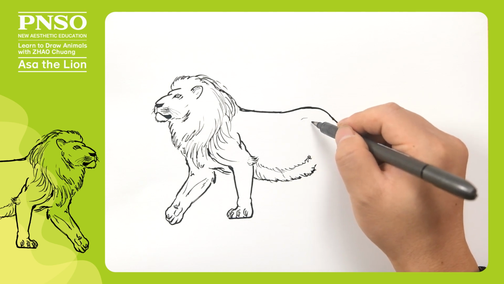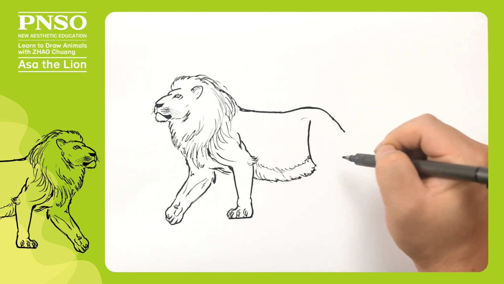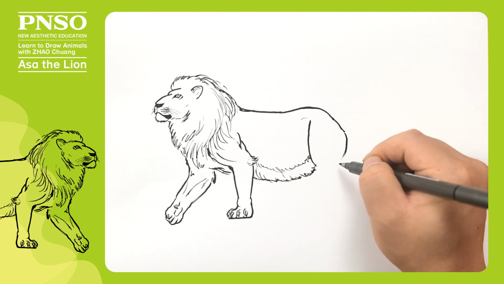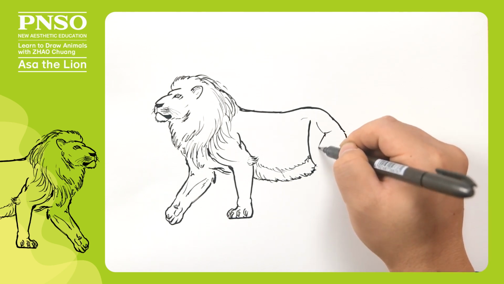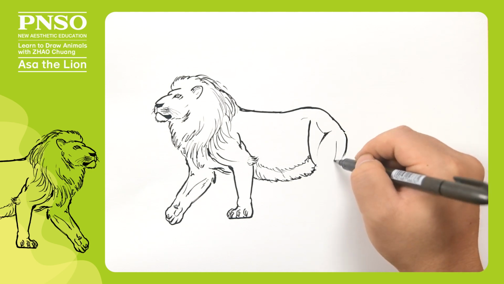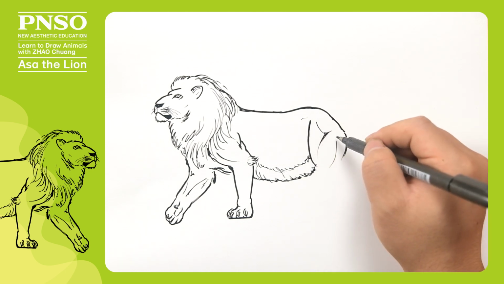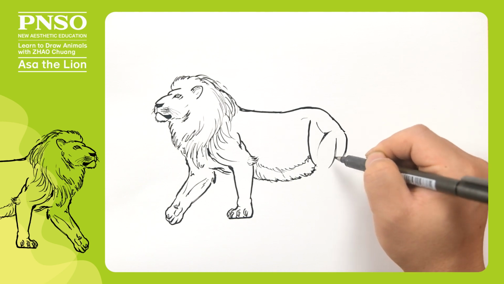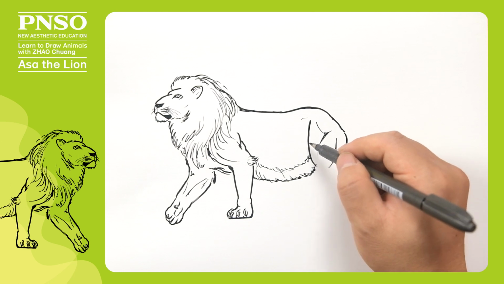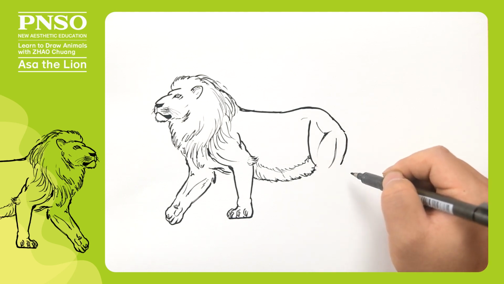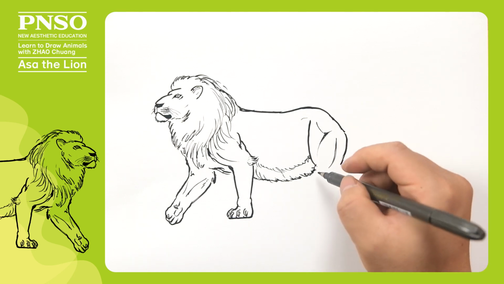Next, let's draw the lion's hind legs. Its thighs are short with relatively developed muscles on them. Its muscles consist of 2 parts. Along the midline, the front half are muscles of the front of the legs, which are divided into 2 groups. The rest half are muscles of the back of the legs.